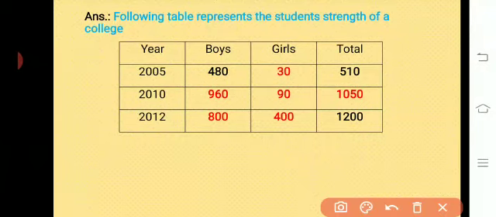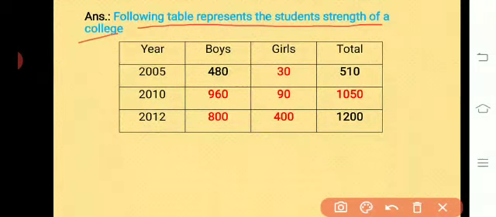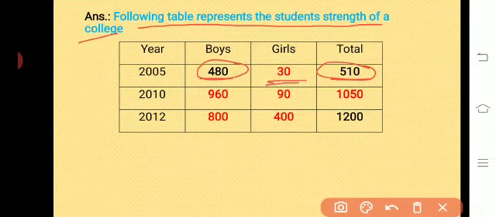Here in the solution we have to write the heading: the following table represents the student strength of a college. In the question it is given that in 2005 the total number of students is 510. Out of that, 480 were boys. So we can find the number of girls: 510 minus 480, and here you will get 30 girls. So in the year 2005, 30 are girls.